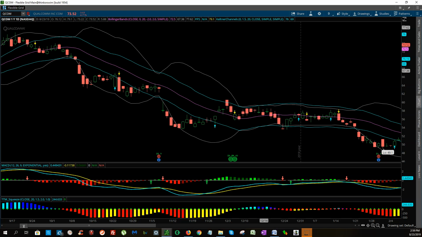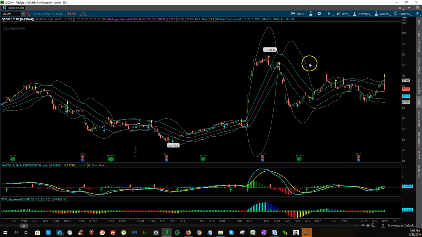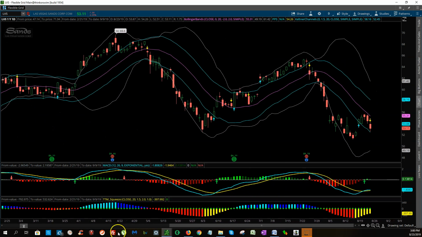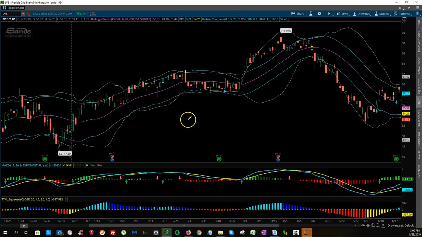Let me see here. I want to take you through just a couple of other charts. I know we've just been looking at Qualcomm, but I want you to see this on a couple of other charts real quick. Here's LVS, and I'm going to keep the Keltner channels on, by the way, just so you can see how the volatility squeeze happens.